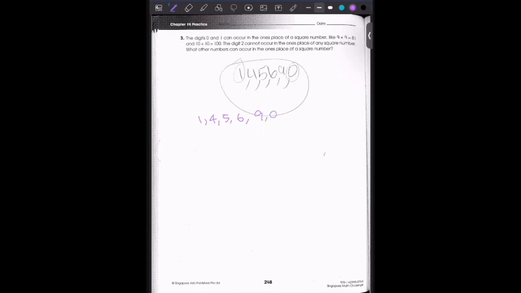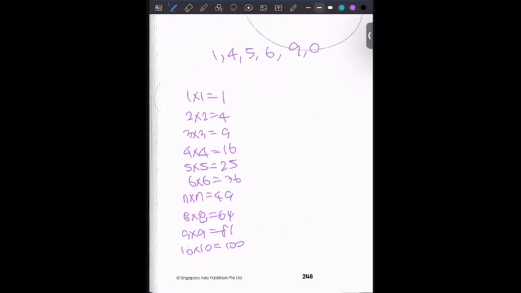Instead of memorizing, you can also choose to memorize the first few square numbers. So 1 times 1 is 1, 2 times 2 is 4, 3 times 3 is 9, 4 times 4 is 16, 5 times 5 is 25, 6 times 6 is 36, 7 times 7 is 49, 8 times 8 is 64, 9 times 9 is 81, and 10 times 10 is 100. If you memorize those 10 square numbers, then you can find that the numbers that can be in the ones place are 1, 4, 5, 6, 9, and 0.